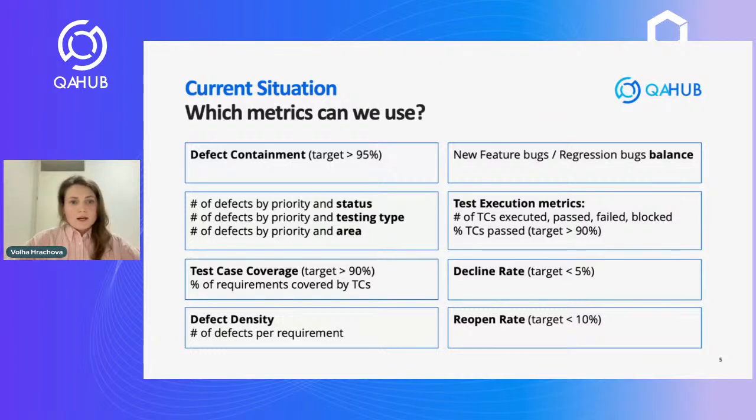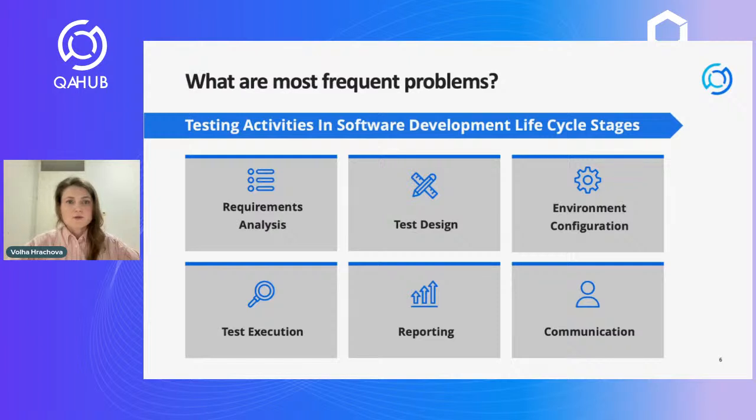And after we have considered what the current situation on the project is and with which metrics we can measure it, let's go to analyzing what the most frequent problems are. So it's the second block. There are various approaches to brainstorm what the most tricky issues or pains on our project are.